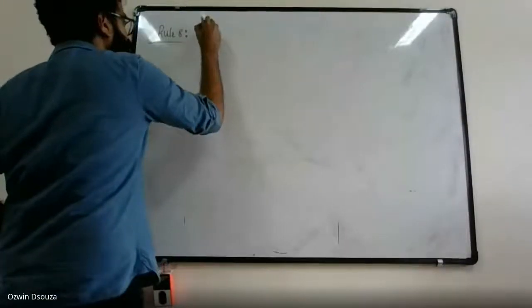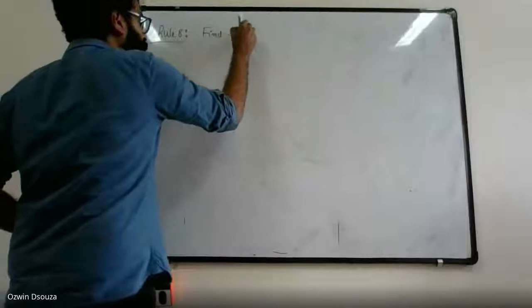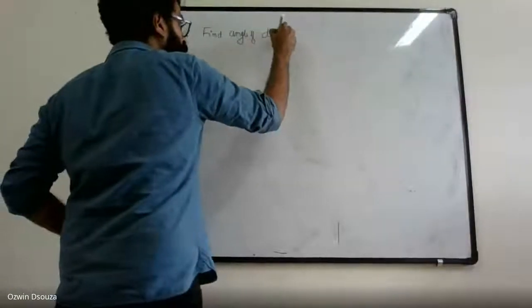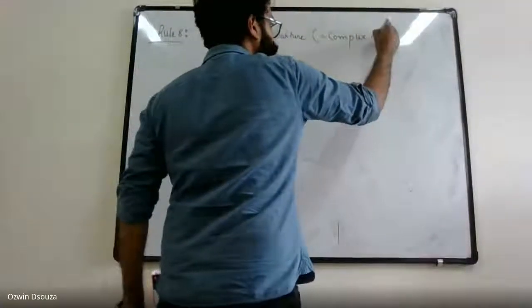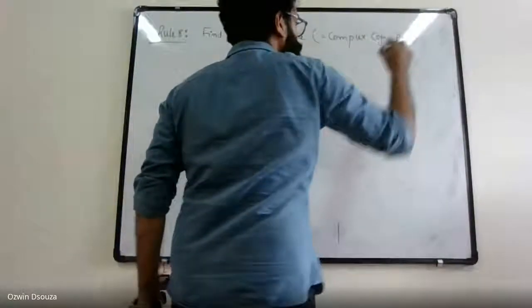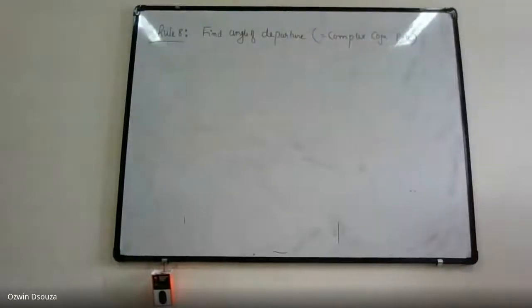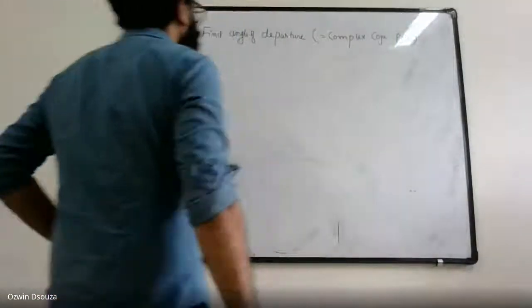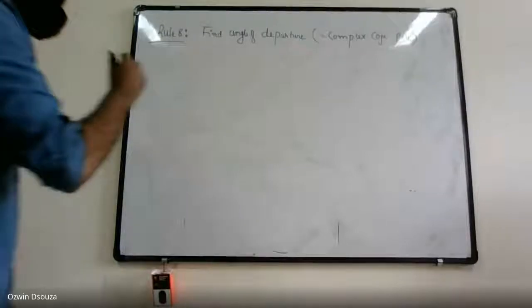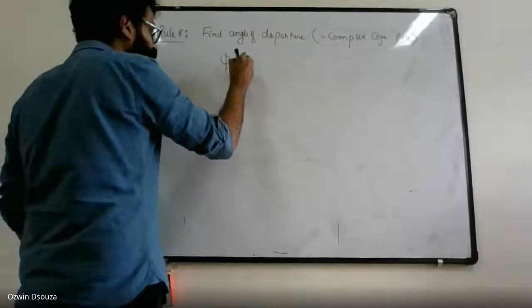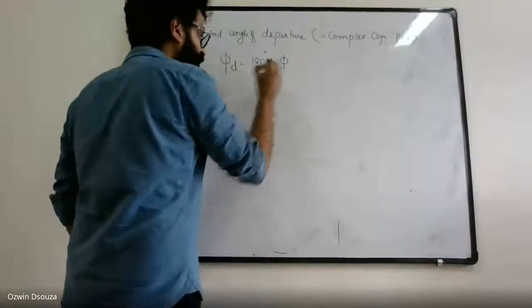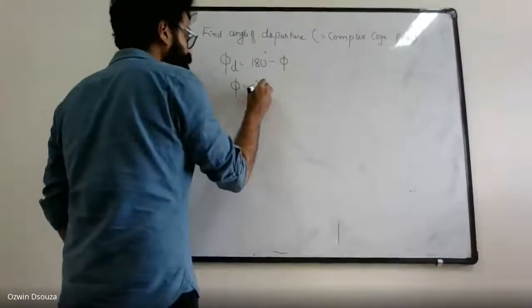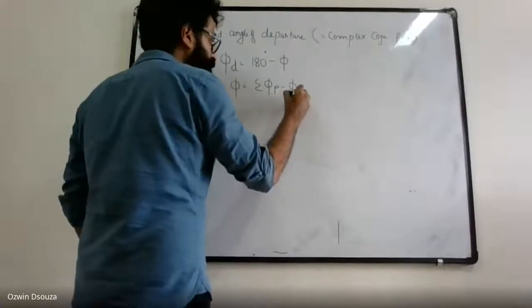So, using rule 8, you need to find the angle of departure. Why departure? Because you have a complex conjugate pole. For a pole it is departure, and if you have a complex conjugate zero, you need to estimate the angle of arrival. Now, it is very simple to calculate the angle of departure. The angle of departure is calculated using the formula phi d is equal to 180 degrees minus phi, where phi is equal to summation phi p minus summation phi z.